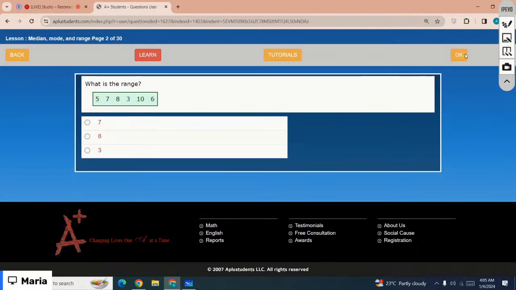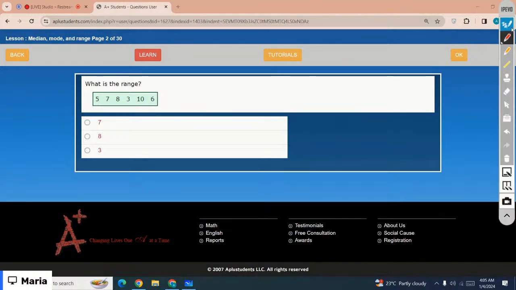What is the range? Now you have to calculate the range of the data. Whenever you have to calculate the range of the data, you have to find the smallest number in the given data. So the smallest number here is 3. And the other thing you need to find is the greatest number in the data. And the greatest number is 10. The range is the difference between the greatest and the smallest number in the given data.